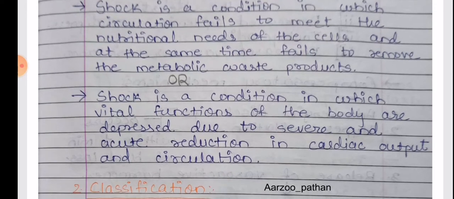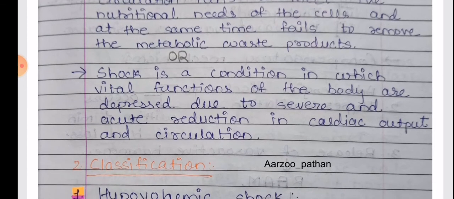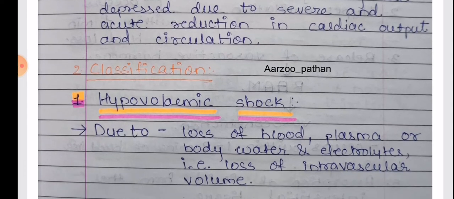Other definition of shock: shock is a condition in which vital functions of the body are depressed due to severe and acute reduction in cardiac output and circulation. Now let us look into the classification.